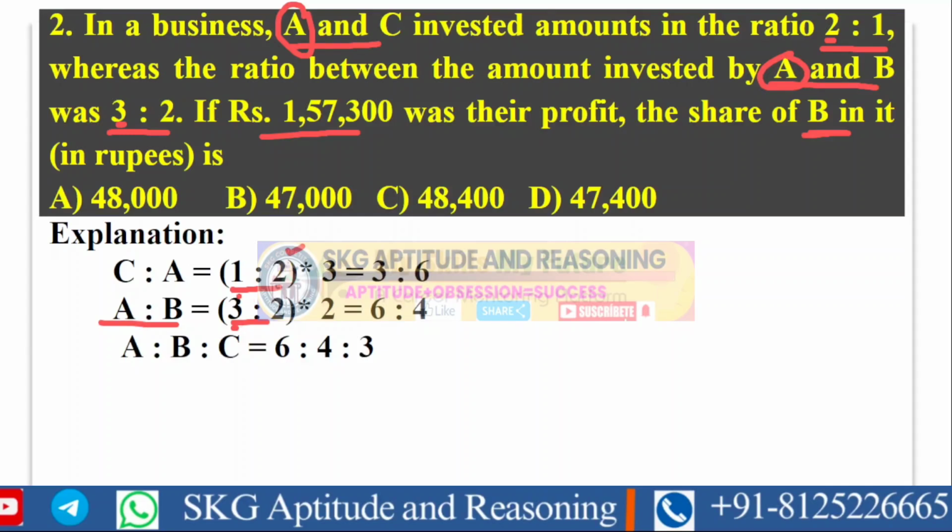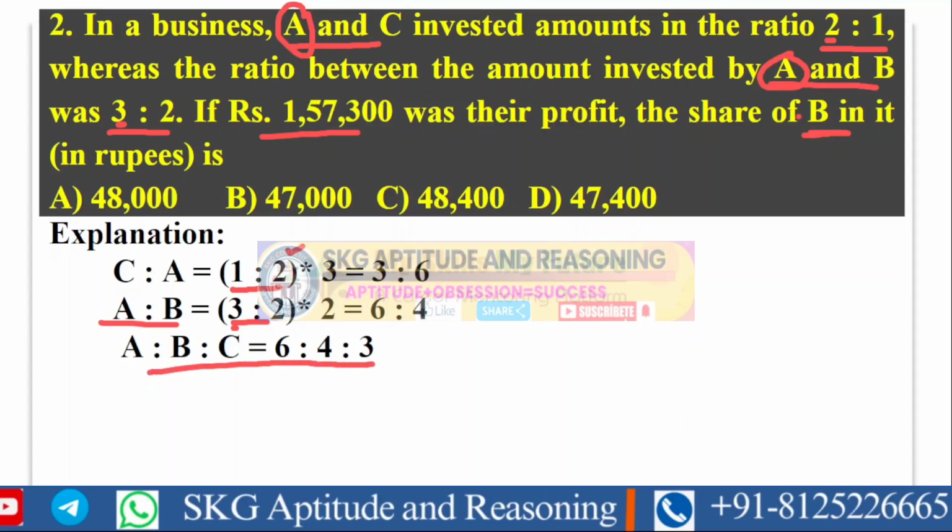I already explained in the ratios tab clearly how to find the combined ratios, whether two, three or four ratios are given, how to find the combined ratio of A, B, C and A, B, C, D. So refer to that class before watching on, in order to understand this topic clearly. So we'll get the ratio of A, B, C as 6 is to 4 is to 3.